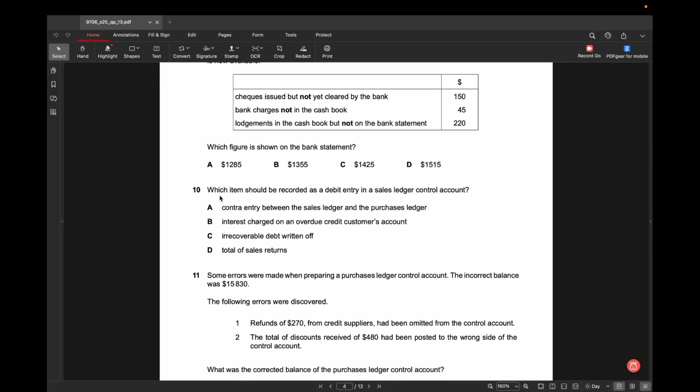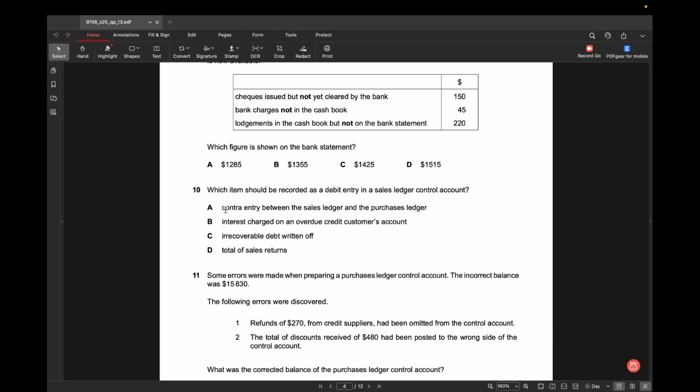Okay, the last one. Which items should be recorded as a debit entry in the sales ledger control account? So the sales ledger control account is prepared at the end of the year to verify arithmetical accuracy. On the debit side, we'll write down all those entries which will increase trade receivables, and on the credit side, we'll write all the entries that decrease trade receivables.